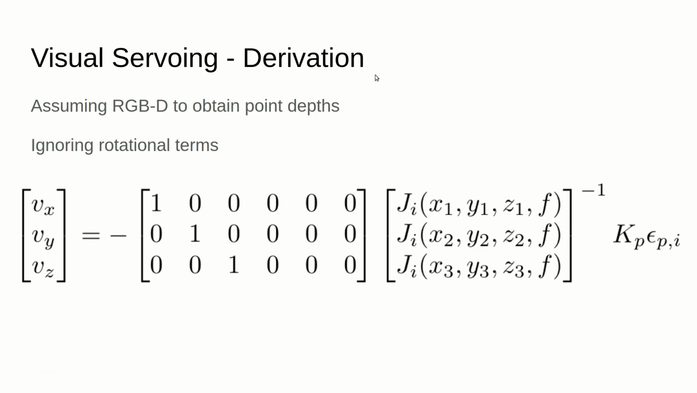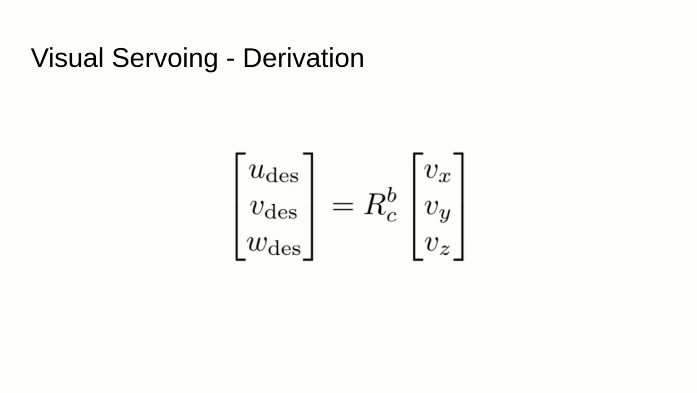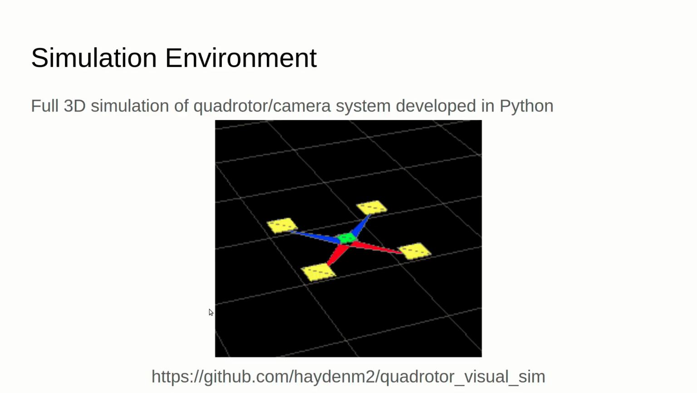For our sake, we assume that we had an RGBD camera, that we could obtain depth for each of these feature points directly. And we ignore the rotational terms because the quadrotor has dynamics of its own that it needs to take advantage of. And so we're just going to focus on getting the quadrotor to follow these velocity components. We'll talk about the consequences of that later. We'll rotate those velocity components from the camera to the body frame to get our desired body frame velocities for our states. In simulation, I developed a quadrotor camera system in Python.